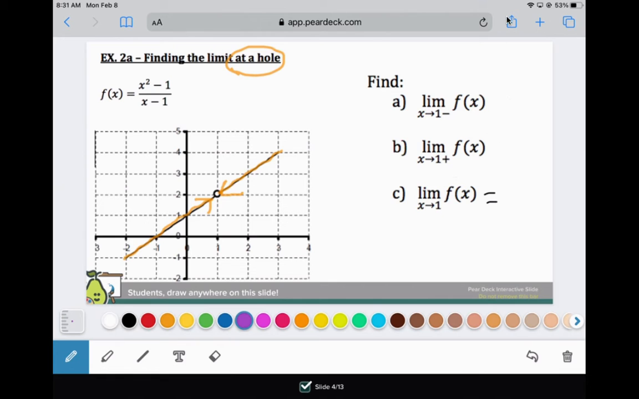So I'm going to write the answer for C. 2. Okay, some of you put down 2. The limit is 2. Yeah, maybe. One, okay.